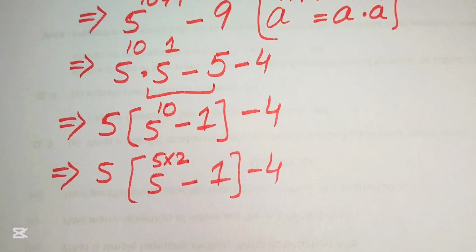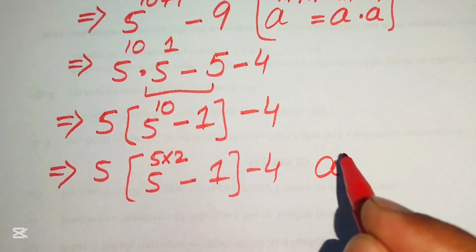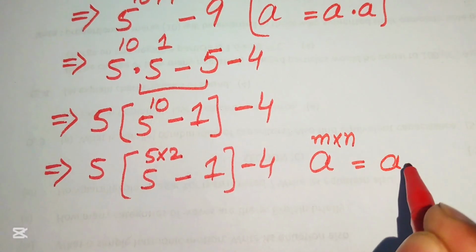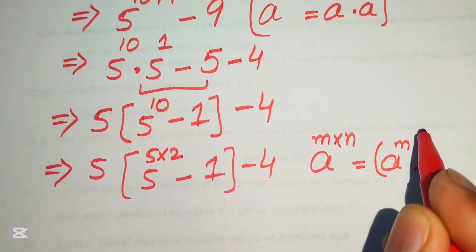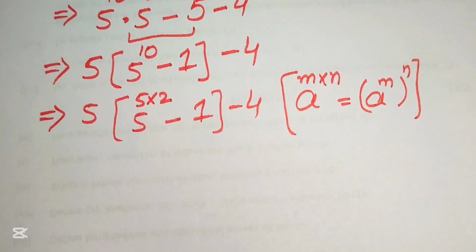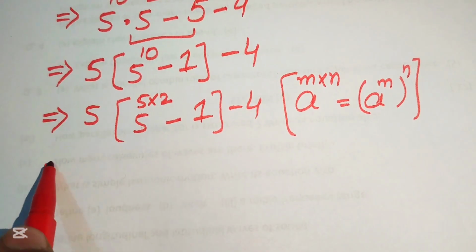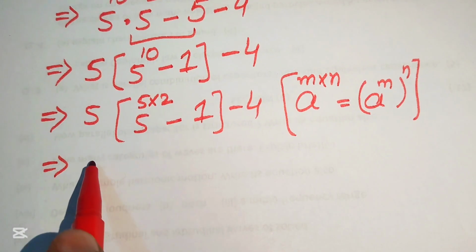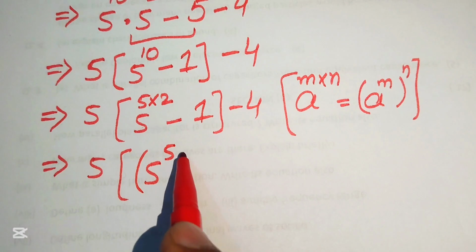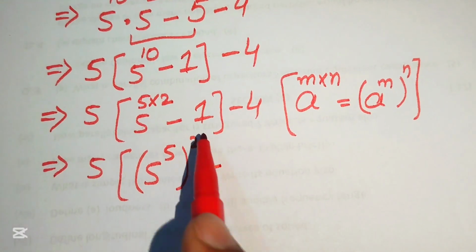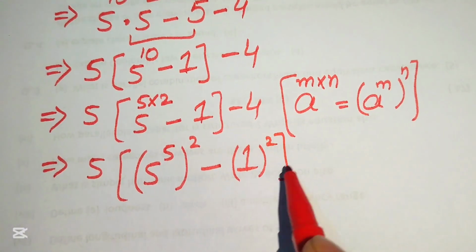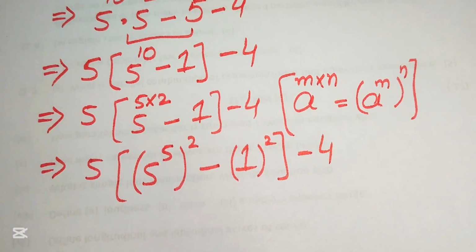After that we need another exponent law. You know that a to the power of m multiplied by n, we write as a to the power of m and whole power n. According to this exponent law, we move this 5 inside the base, and we write it as 5 to the power of 5 and its whole square, minus 1, and we write this 1 as 1 square, and then minus 4.